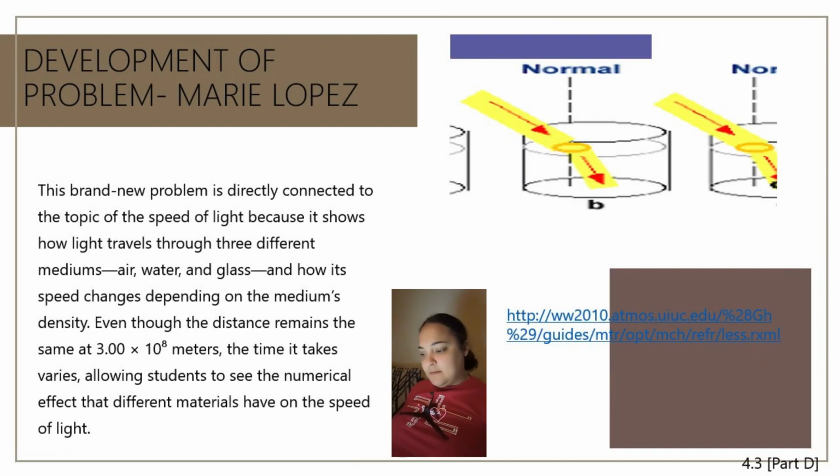This brand new problem is directly connected to the topic of speed of light because it shows how light travels through 3 different mediums, air, water, and gas, and how its speed changes depending on the medium's density. Even though the distance remains the same at 3.00 times 10 to the eighth meters, the time it takes varies, allowing students to see the numerical effect that different materials have on the speed of light.